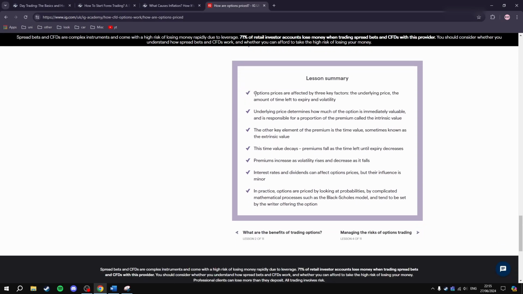Okay, so lesson summary then. Options prices are affected by three key factors: the underlying price, the amount of time left to expiry, and volatility. Underlying price determines how much the option is immediately valuable and is responsible for a proportion of the premium called the intrinsic value. The other key element of the premium is the time value, sometimes known as the extrinsic value. This time value decays. Premium falls as the time left until expiry decreases.